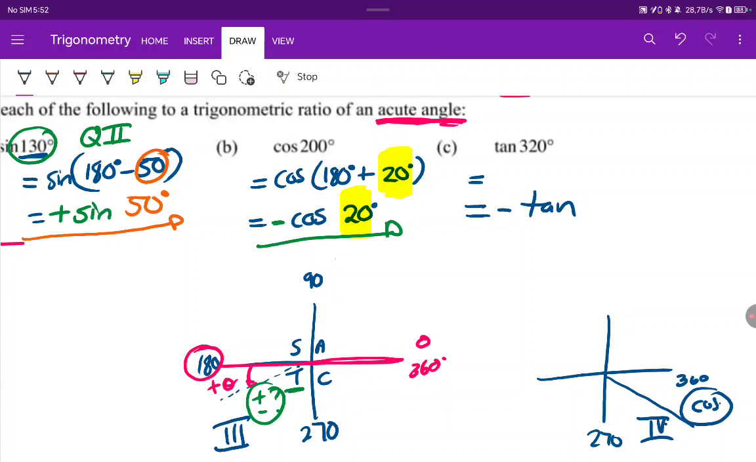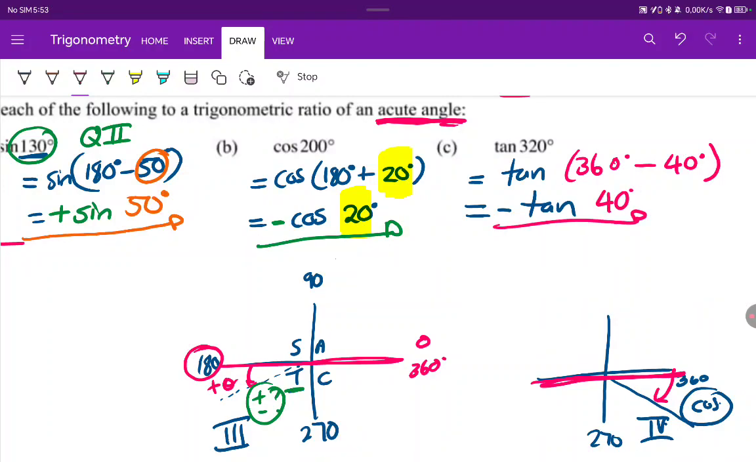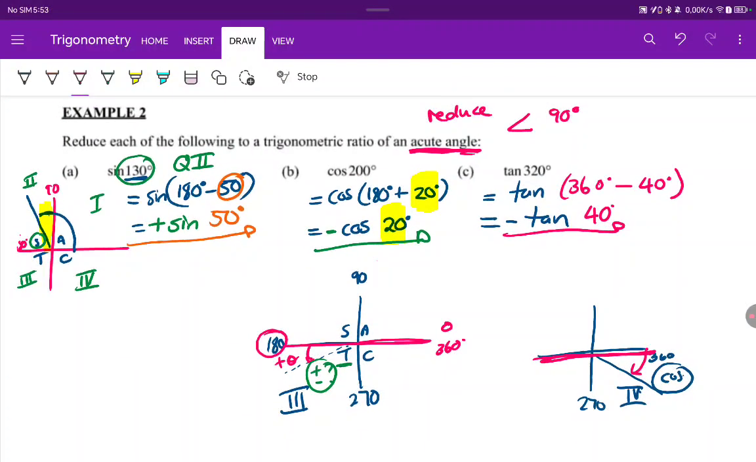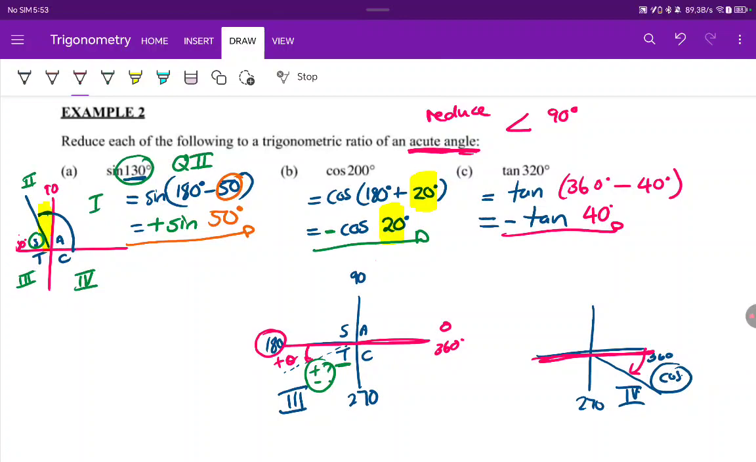Now let's calculate the size of the angle. Tan of 320, remember we're using the x-axis. So using the x-axis, we're going down from 360, which means it's subtract. So this ends up being tan of 360 degrees minus theta. So 360 minus 40 degrees gives me 320, which means I have negative tan of 40 degrees. That there is our first example of reduction. Let's do another one.